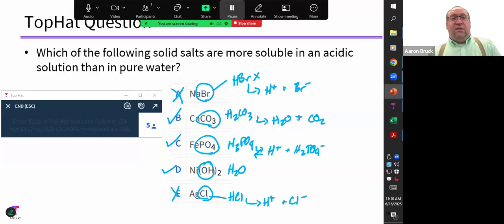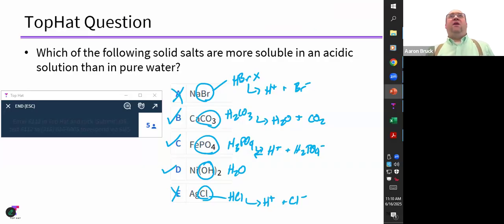So it's the three in the middle. All three of those in the middle are conjugates of weak acids. And as a result, when we put them into a more acidic situation, they are going to react to form their conjugates. That's going to drive their concentration down. We're going to see a shift towards solubility as a result.